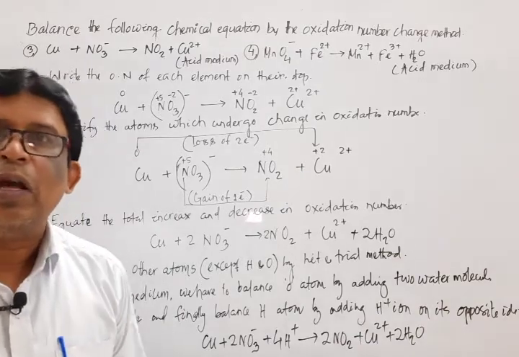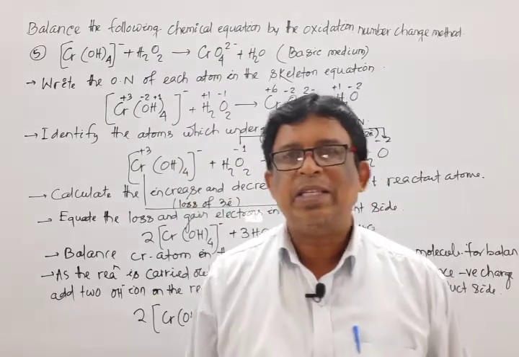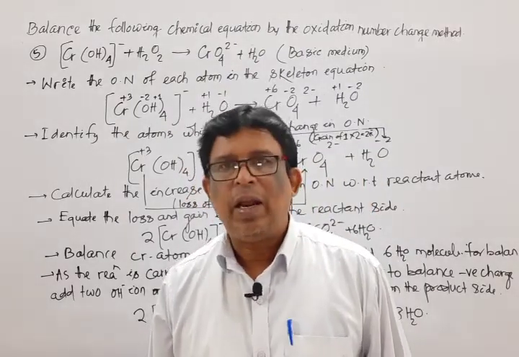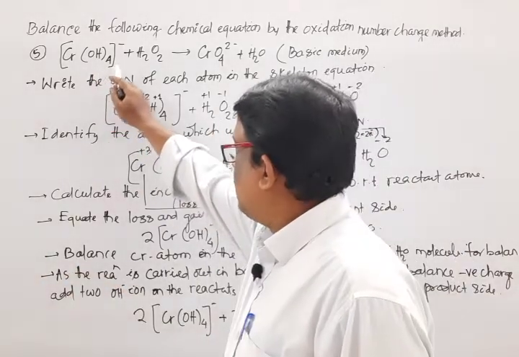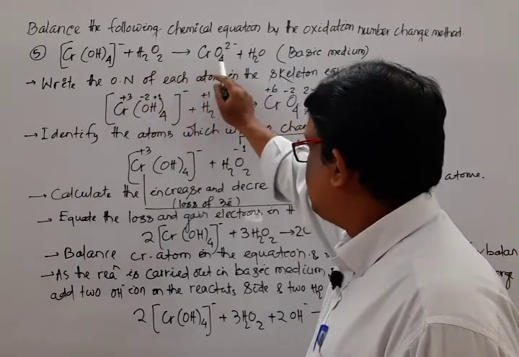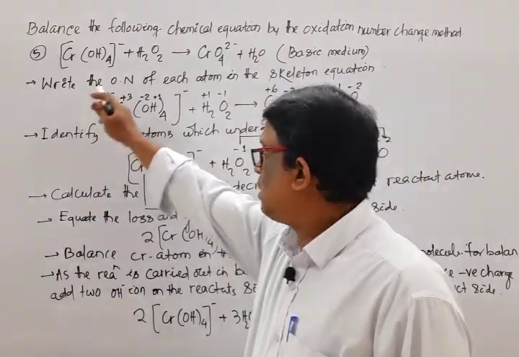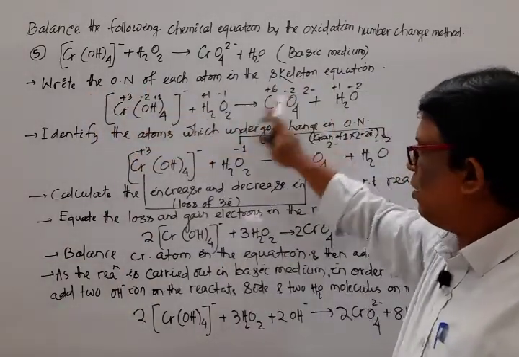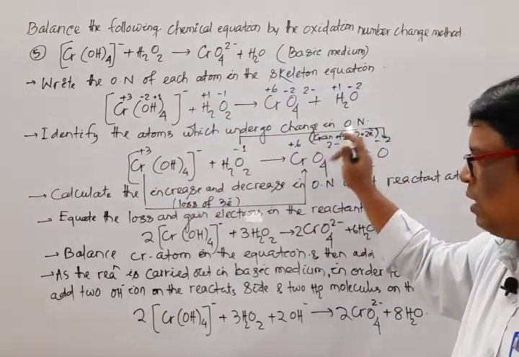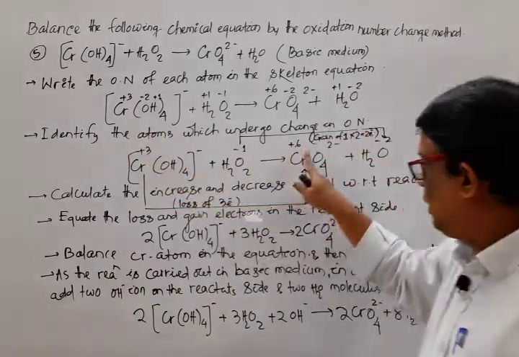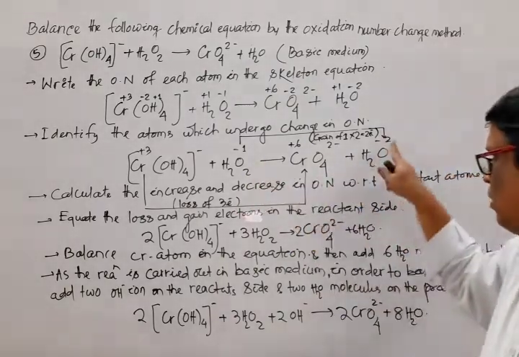Now switch over to balancing another equation in alkaline medium. On the same principle, let us solve another equation in alkaline medium. Mark that equation: Cr(OH)4 minus plus H2O2 give rise to CrO4 2 minus plus H2O in alkali medium. Follow the same principle. First, write the oxidation number of the skeleton equation. Next, identify the atoms which undergo change in oxidation number. Here chromium is +3 to +6, while oxygen is -1, as it is in peroxide, to -2.